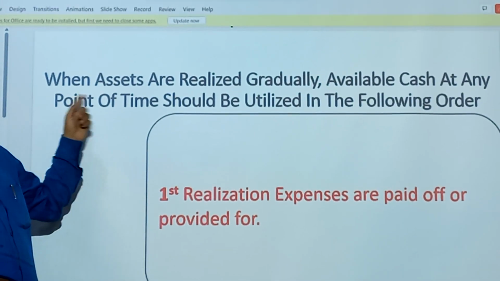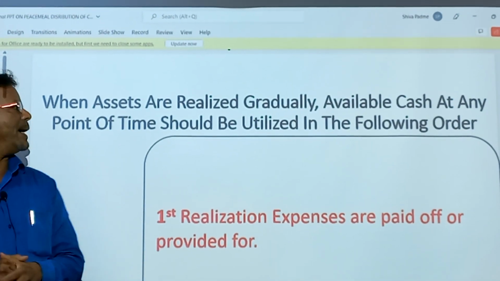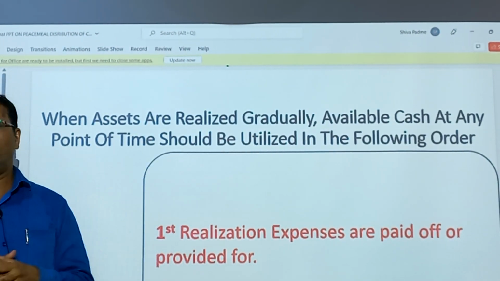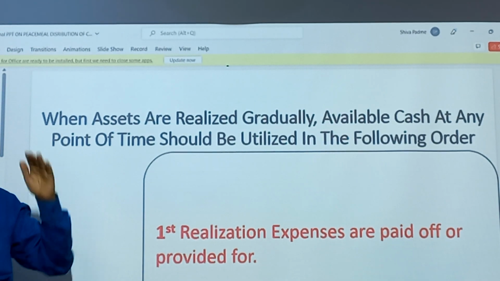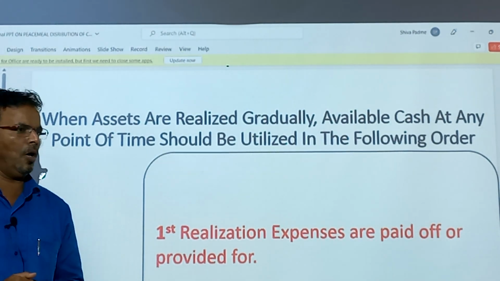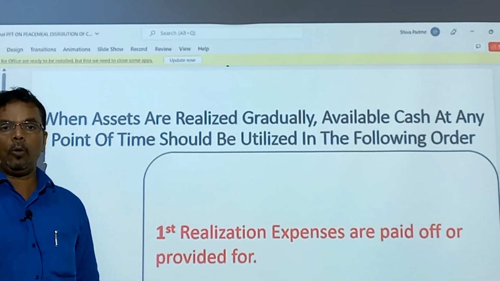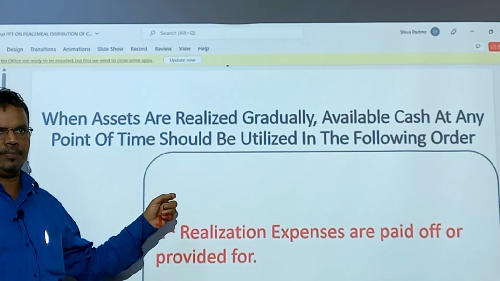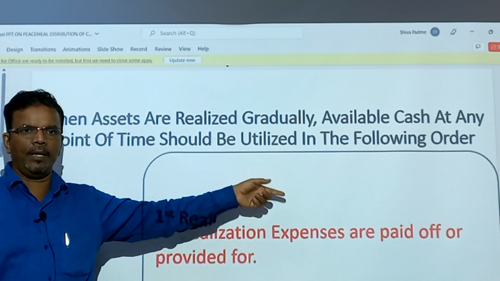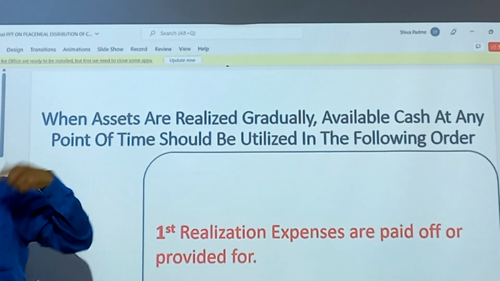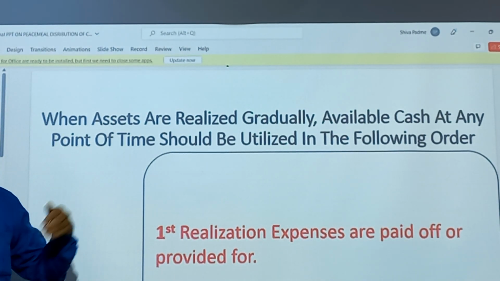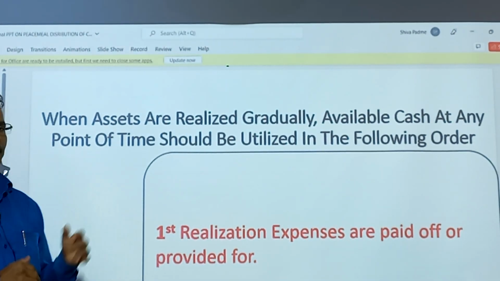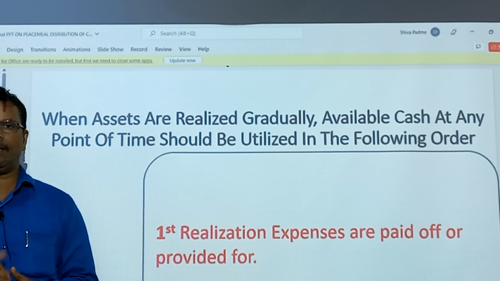After this, when assets are realized gradually, available cash at any point of time should be utilized in the following order. So while paying the liability, we should follow the order. This is a very important question, always going to be asked in exam for 10 marks. What is the order of payment in settlement of liability? So what is the order to pay the liability? This is a very important question. So let's understand order wise.